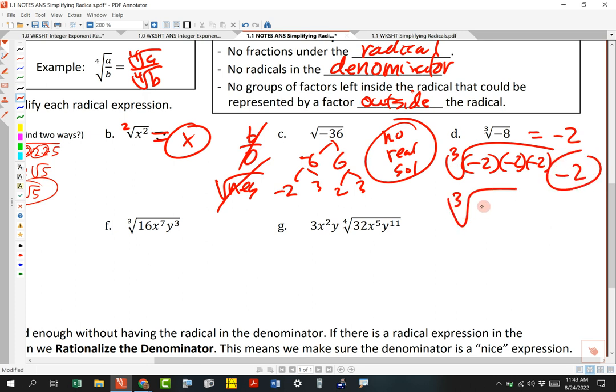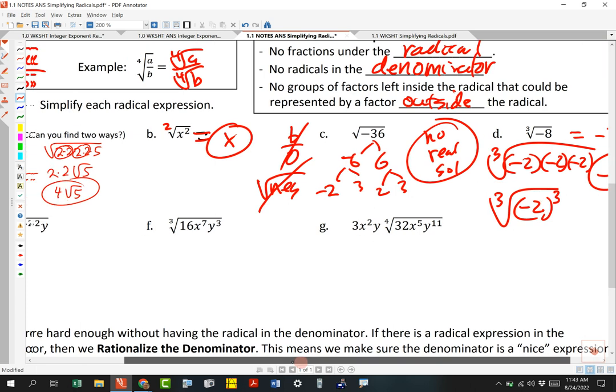Let me show you one more thing that might be kind of cool. Doesn't that work? Isn't -8 -2 cubed? There are those 3 -2's represented with an exponent, and then we can just apply those as inverses of each other.